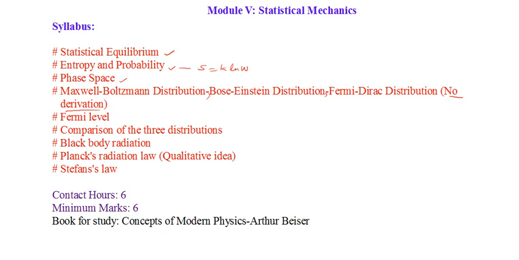Then we'll be introducing the concept of Fermi level, as I have told you. Then a comparison of the three distributions, which we'll do in tabular form. You will see that statistical mechanics has a close relationship with the birth of quantum mechanics. Actually, statistical mechanics is considered a forerunner of quantum mechanics.